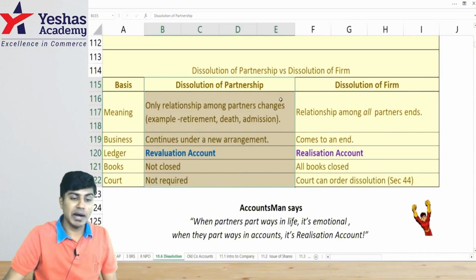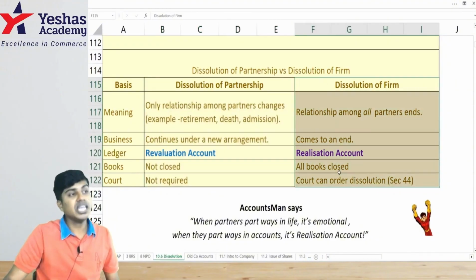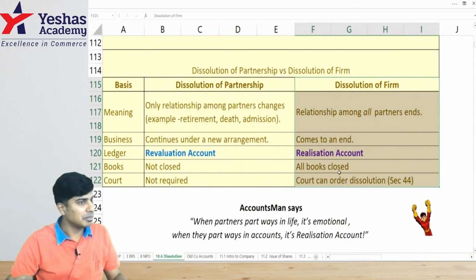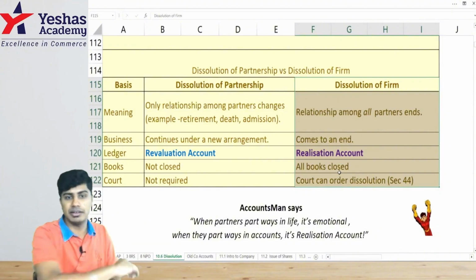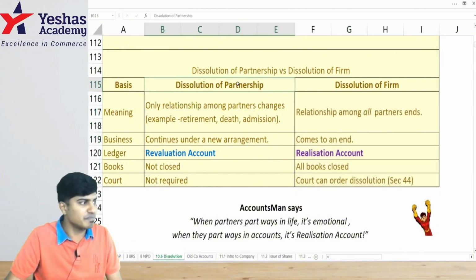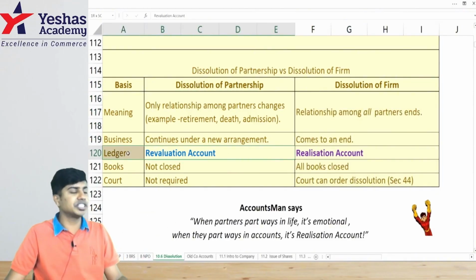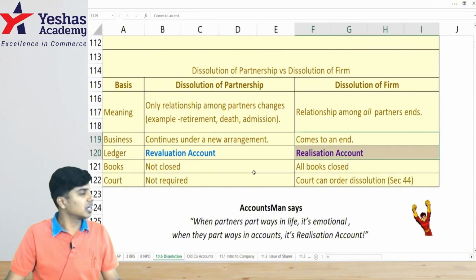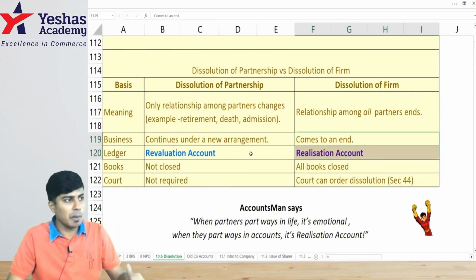Whereas in dissolution of partnership firm, we sell the assets, pay the liabilities, settle the capital. Basically, the business comes to an end. Business will not continue. In the case of dissolution of partnership, that is reconstitution of deed, we prepare revaluation account. But in the case of dissolution, we prepare realization account. I hope you have understood topic 1.